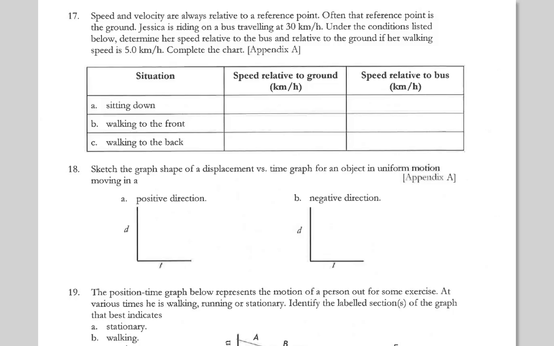Okay, first, before we get into the graphs, let's look at 17. Speed and velocity are always relative to a reference point. Often that reference point is the ground. So Jessica, riding on a bus traveling at 30 kilometers an hour, says, under the conditions listed below, determine her speed relative to the bus and relative to the ground. If her walking speed is 5 kilometers per hour, complete the chart.